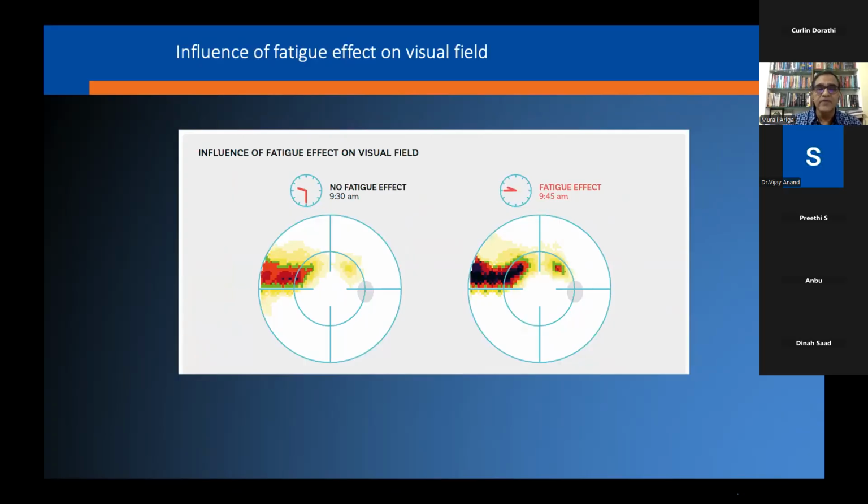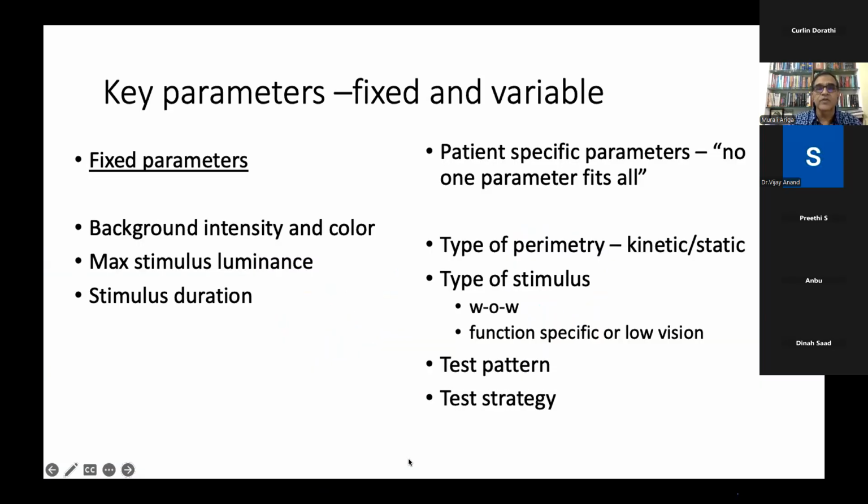So fatigue is why we have all switched to the SITA standard and SITA fast and so on. SITA standard is probably the ideal default test for perimetry and the Humphrey. It is a compromise between the test duration, fatigue for the patient, as well as getting an optimum outcome. So SITA standard would probably be the ideal kind of test to counter this fatigue effect on the visual field.